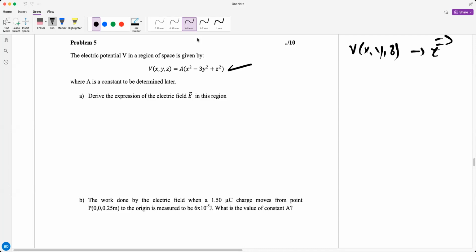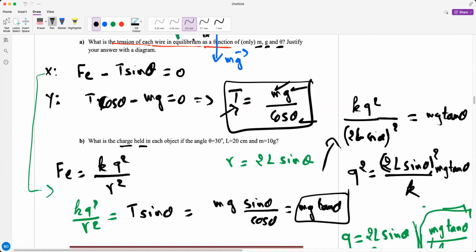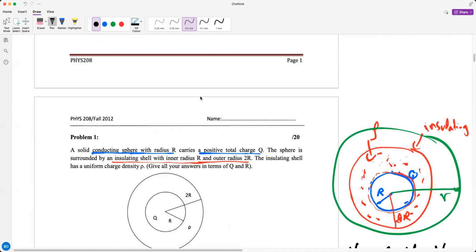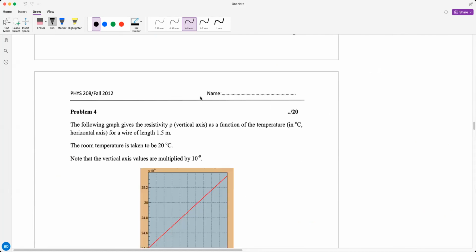Exactly. So E is minus the gradient of the potential. And I already gave it, so this is given here in the first page. So what is the expression here?